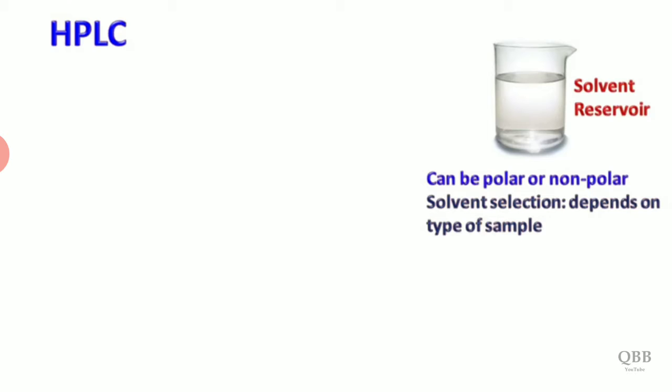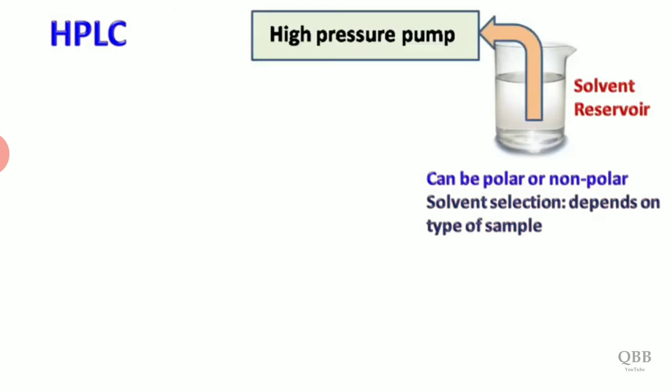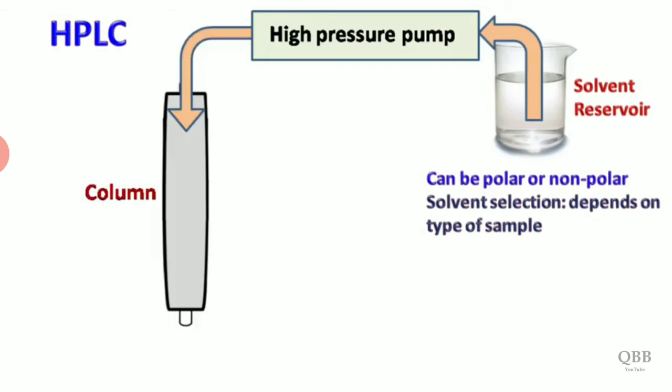We also need a mobile phase. Of course, when we talk about chromatography, we need a stationary phase and a mobile phase. The selection of the solvent system or mobile phase, either polar or non-polar, depends on the type of sample or mixture that we want to separate. It depends completely upon the polarity of the compounds. So to this system of reservoir you apply high pressure, which will push the mobile phase into the column with high pressure.